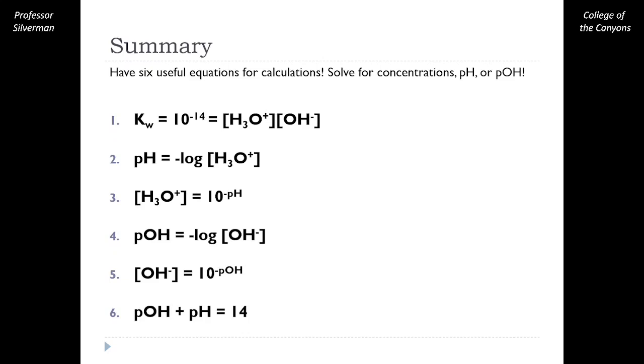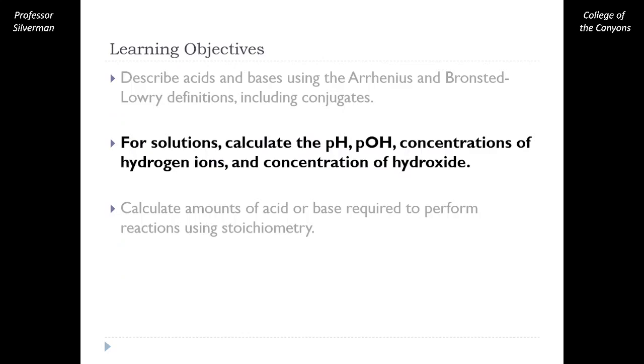Here we go, we've made it to the end. This is our equation bank. We'll have access to these 6 equations when we're doing our labs and homeworks and exams. No need to memorize here. But we can use these 6 equations to convert between different concentrations, different scales for how acidic and basic our solutions are. It looks like we've accomplished our goals. For our solutions, we can now calculate pH, pOH, concentration of hydrogen ions, and concentration of hydroxide.